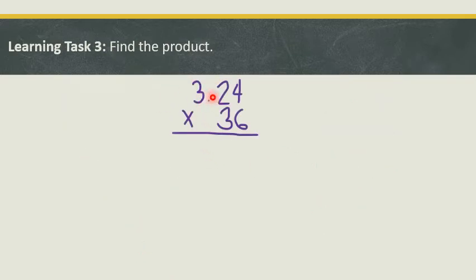Last, for number 5, so we have 3 and 24 hundredths times 36. So, magsisimula tayo sa 6. 6 times 4 is 24. So, carry 2. 6 times 2 is 12 plus 2 is 14. So, carry 1. 3 times 6 is 18 plus 1 is 19.